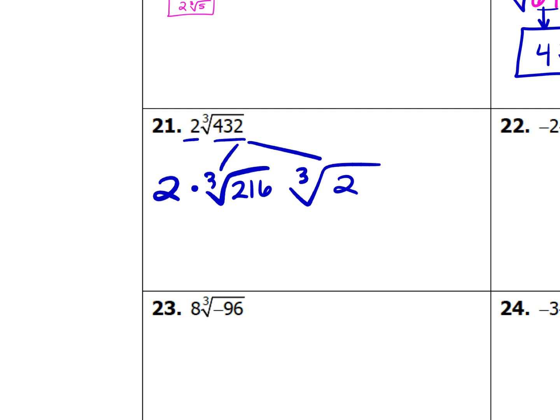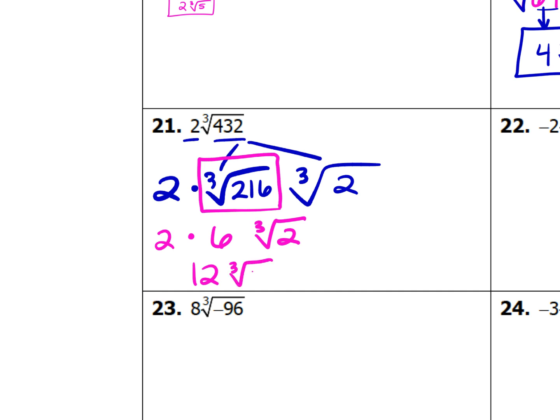Now you have 2 times, what is this equal to? The cube root of 216. That should be 6. Again, that's something you can plug into your calculator. The cube root of 216 is 6, and then you have the cube root of 2. So now you can multiply those whole numbers. 2 times 6 is 12 times the cube root of 2. And that's your final answer. Questions on that?